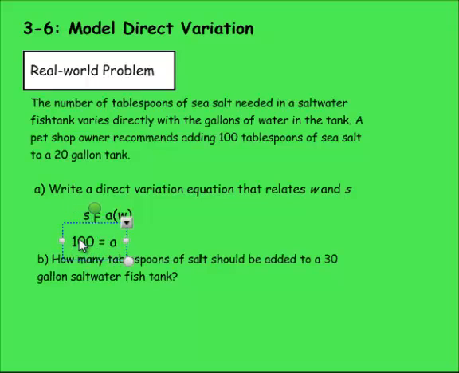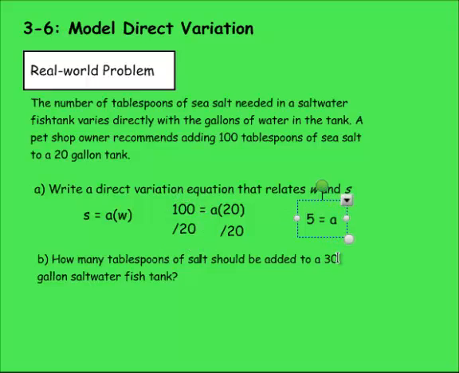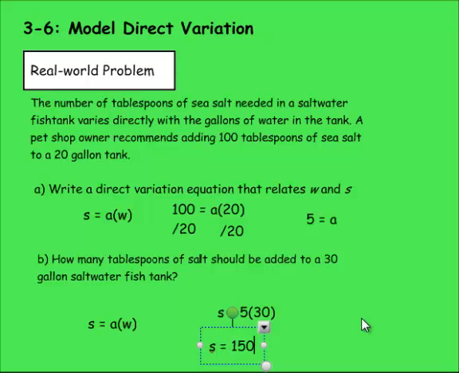100 tablespoons of salt equals the constant times 20 gallons. Then we can divide both sides by 20. Then we find our constant, that would be 5 equals our constant here. So A equals 5. So let's write that equation in for this then. How many tablespoons of salt should be added to a 30-gallon saltwater fish tank? So we have salt equals A times W, right? We found that the constant is 5, so salt equals 5 times, and then 30 gallons of water, so 30. 5 times 30 would be 150.